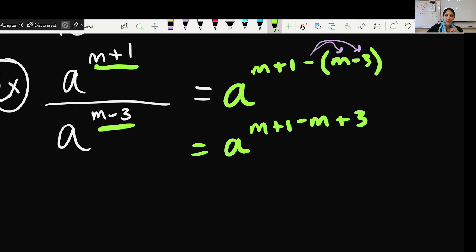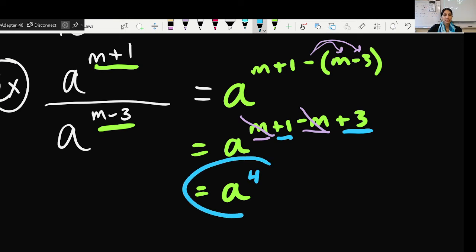So then this becomes a matter of collecting our like terms. So if we go here, m minus m, what happens to the m's? Well, if it's m minus m, do you see it actually ends up canceling? So they're gone. And then if we have plus 1 and plus 3, it's going to end up being a to the power of 4.